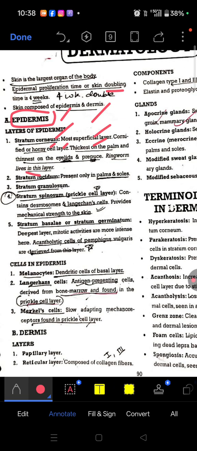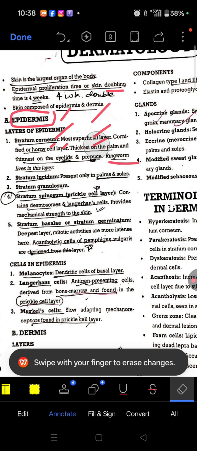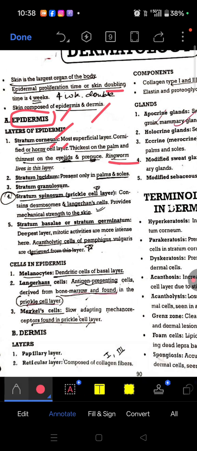Ringworm lives in this layer. So this is the important point. The first layer is stratum corneum. Second layer, stratum lucidum. Now stratum lucidum is only present in palms and soles.